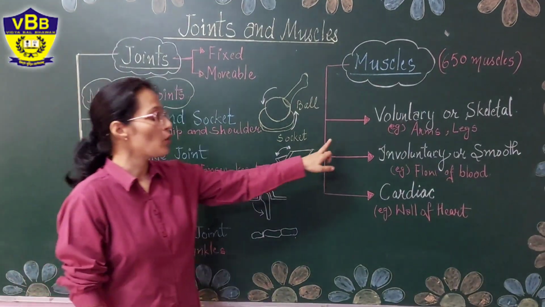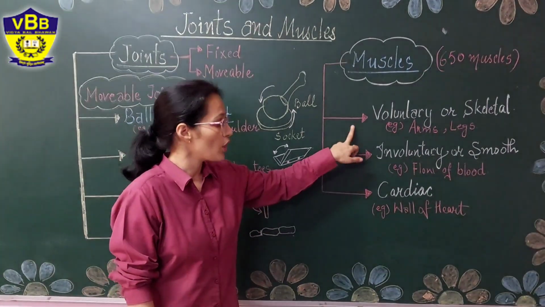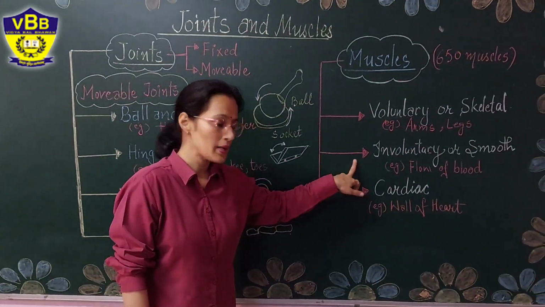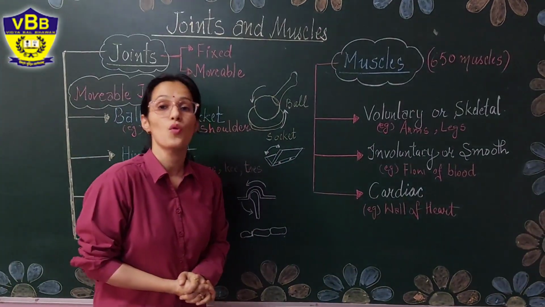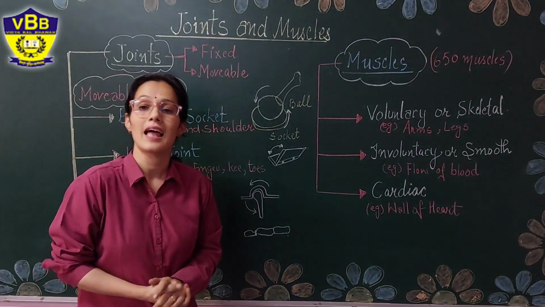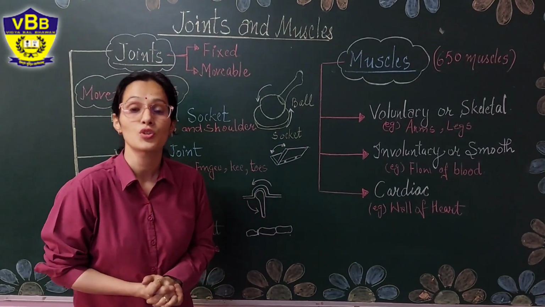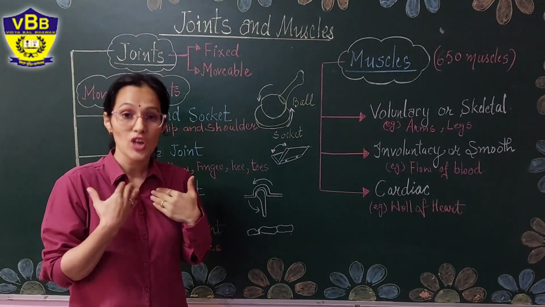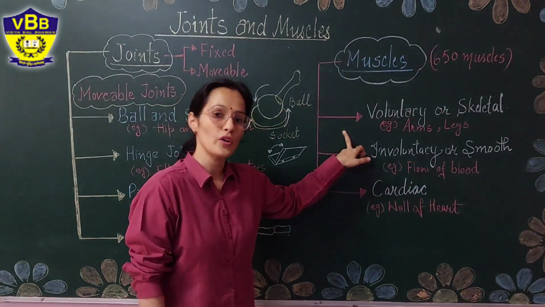So let's talk about different types of muscles. We have three types of muscles: voluntary muscles, involuntary muscles and cardiac muscles. Let's talk about voluntary muscles first. What are voluntary muscles? You can also name them skeletal muscles. These muscles are under our control. Those muscles which are under our control are known as voluntary muscles.